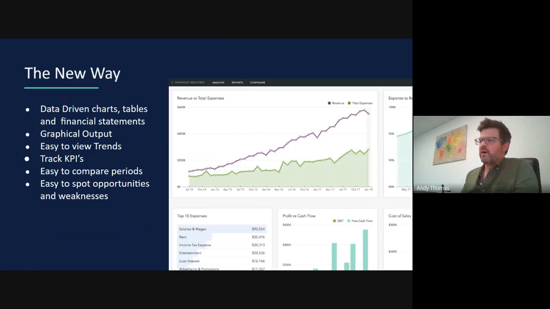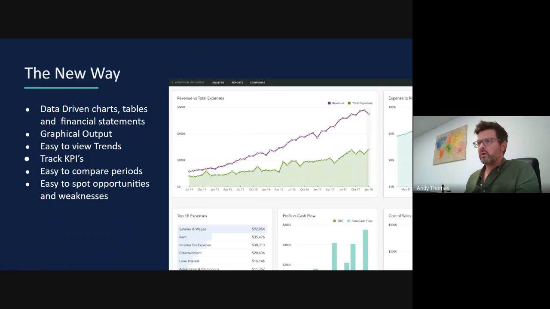So what you can see examples of here, and this is just dummy data. Apologies, it's in dollars, but obviously I can't use real data to share with you. So I'm using some pretend data. You see, it's very graphical. It's very easy to see what's happened over time within this business. It's very easy to see things like top 10 expenses. It's easy to compare periods and look at areas where there's opportunities or weaknesses.